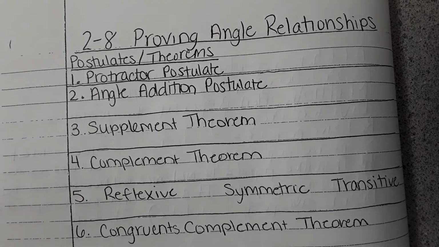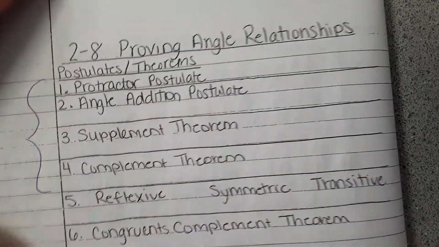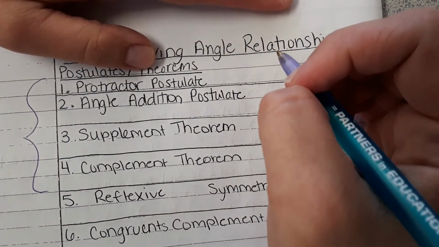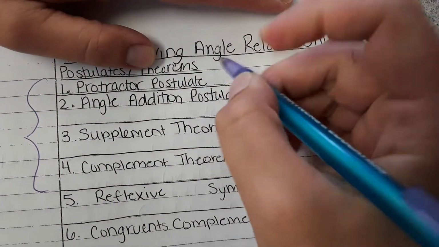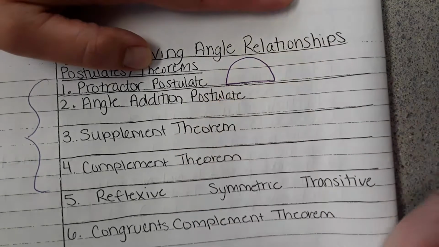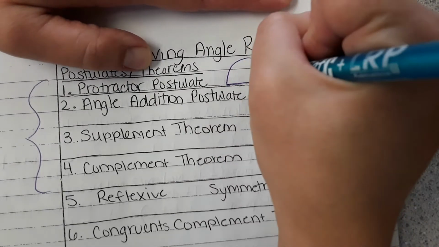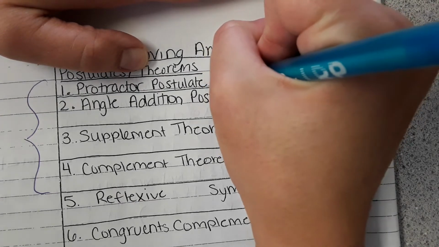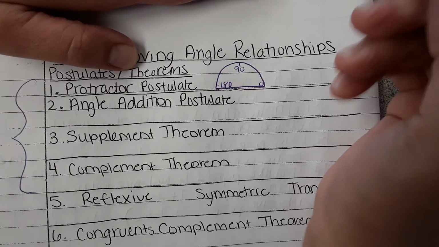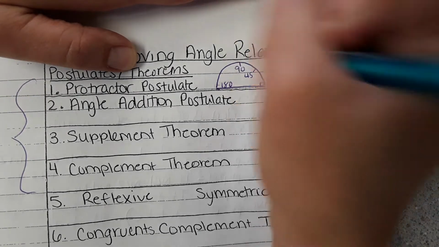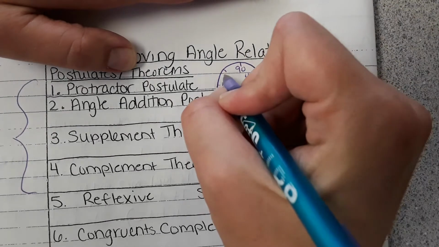Okay. 2-8, we're just going to cover the first 4 again so we don't have to rush tomorrow. First one is protractor postulate. Protractor postulate means that you can measure an angle on a protractor. Here's our protractor, so we're just going to draw a little example. On a protractor, this is 0. This here is 90 degrees, 180. On a protractor, of course, it has more of the angles labeled. We'll say this is 45 degrees, and right in between 90 and 180 is 135.